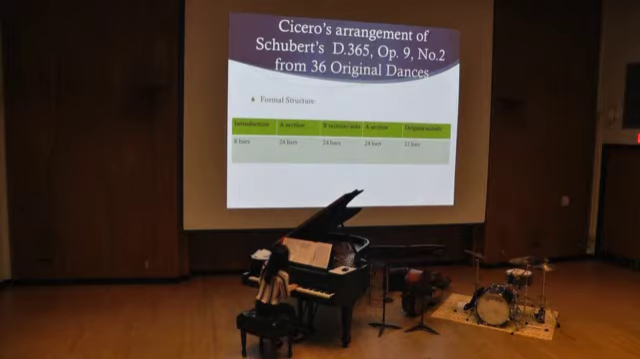Okay, and the arrangement. So now I'm going to analyze Cicero's arrangement of Schubert's piece. So here you can see the form. It contains an 8-bar introduction, and then the A section contains 24 bars, and the B section, where the solo part is, also contains 24 bars, and then it's the return of the A section. And then later on, he puts the Schubert original piece at the very end that contains 32 bars.